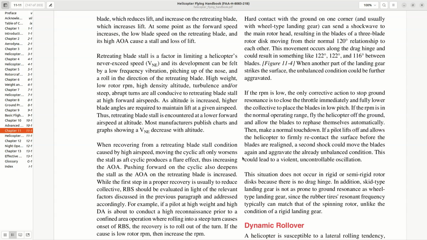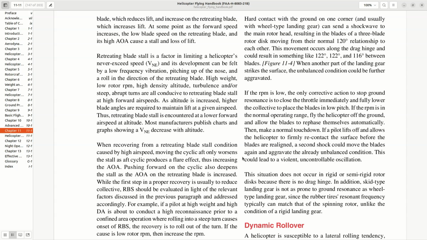So if you have the RPMs, you can pick back up, and very quickly this will rebalance itself. If, however, you don't have enough RPMs, you want to drop the collective and chop the throttle and hope for the best. Now, in some helicopters, this actually seems to work pretty well. For example, in the Schweitzers, this works rather well, and it will almost immediately stop a ground resonance.